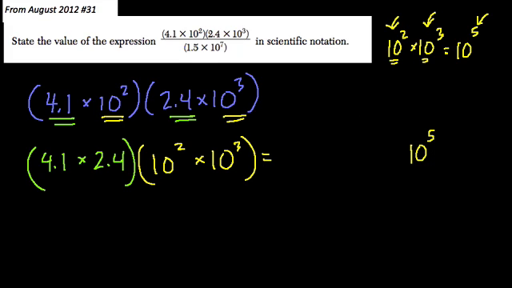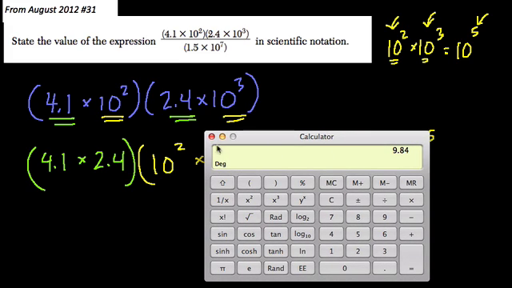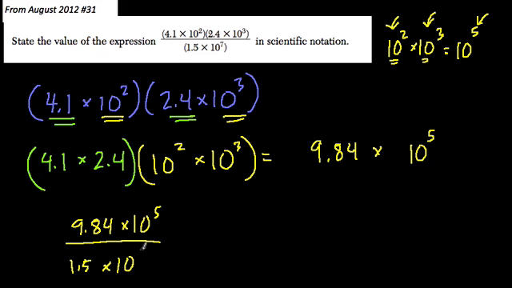Now 4.1 times 2.4, you might have a calculator on hand. Sorry, I don't have my graphing calculator installed yet on this computer. So we have 4.1 times 2.4, right, 9.84. So now we have our numerator condensed. And now we also want to do the same thing, we want to simplify or condense, keeping in mind our denominator here, which is 1.5 times 10 to the 7th. So here what we're going to do is divide, right? We have 9.84 times 10 to the 5th divided by 1.5 times 10 to the 7th.